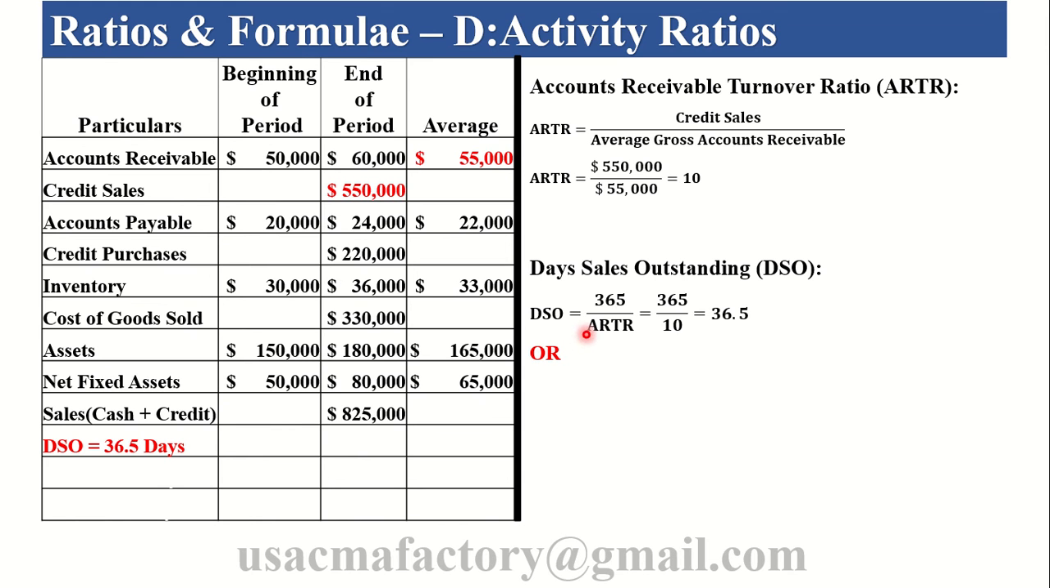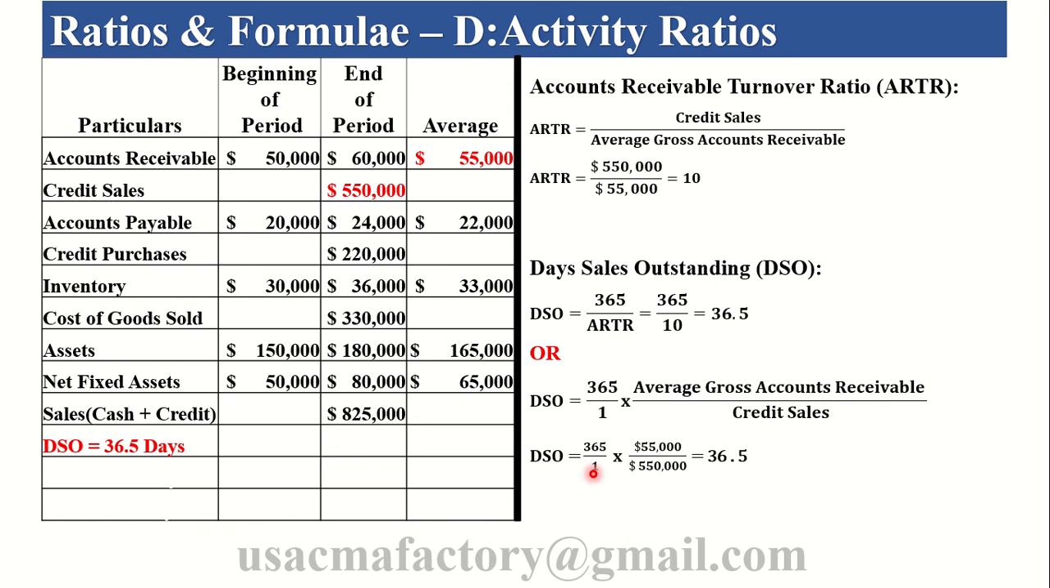This formula is direct, so we can use another formula also. 365 divided by 1 times the reverse of this ratio or fraction: average gross accounts receivable divided by credit sales. That is equal to 365 divided by 1 times 55,000 divided by 550,000, which is equal to 36.5. The answer is the same in both cases. So note it down here.